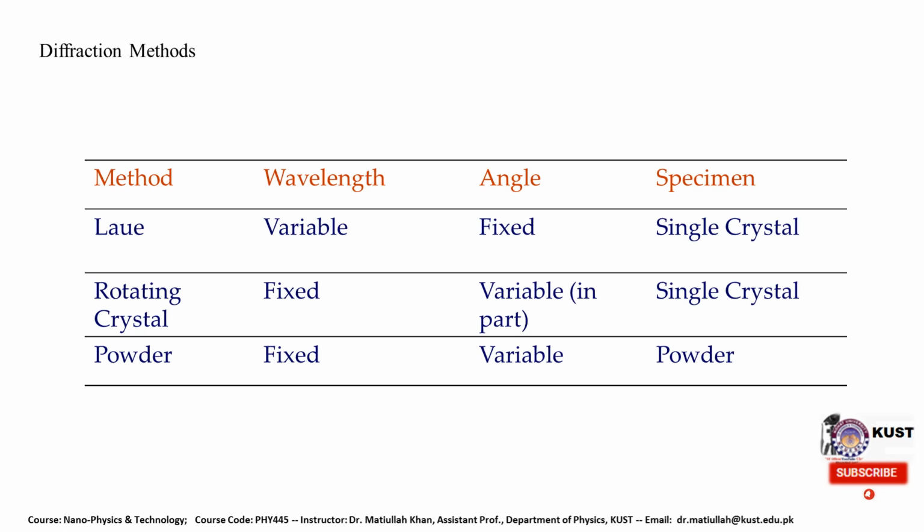And finally, the method that is widely used and we often use for characterizing our sample is the powder diffraction method. In that the wavelength of X-rays is fixed, but the angle is variable, and the sample is rotated through 0 to 100 degrees at different steps, and the diffracted beams are collected at the collectors. So the specimen for this should be powders.